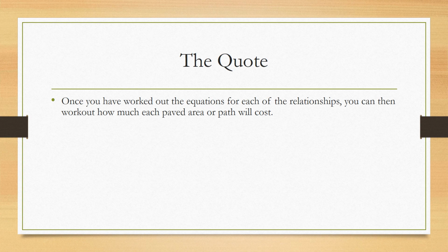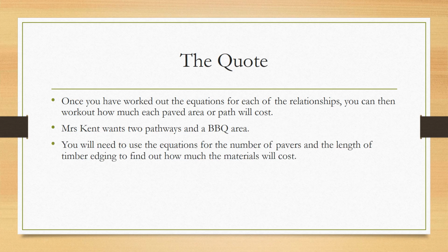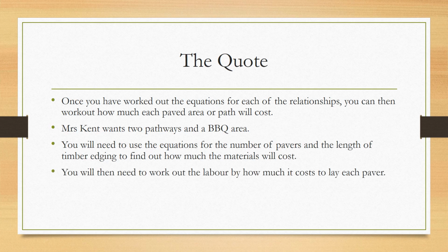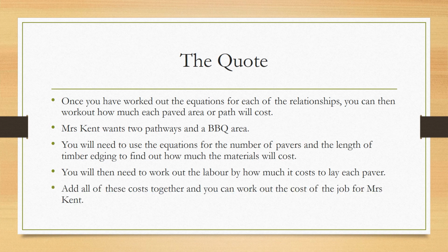To finally do the quote, once you've worked out the equations for each of the relationships, you can then work out how much each paved area or path will cost. Mrs. Kent wants 2 pathways and a barbecue area. You will need to use the equation for the number of pavers and the length of timber edging to find out how much the materials will cost. You will need to work out the labour by how much it costs to lay each paver. Add all the costs together and you can work out the cost of the job for Mrs. Kent. That's basically what you're being asked to do on the sheet.